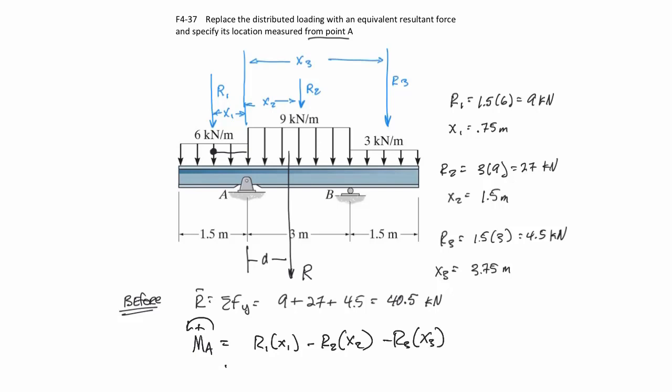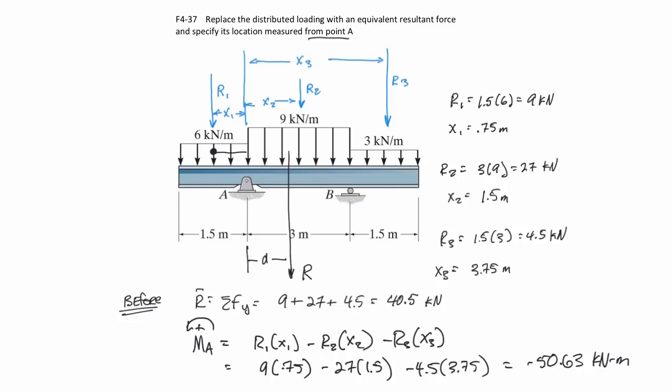So let's go ahead and write all those in there. R1 is going to be 9 times 0.75 minus 27 times 1.5 minus 4.5 times 3.75, and the total moment is going to be equal to negative 50.63 kilonewton meters. So again, this is the moments caused by these loads before we do the simplification. This one's going in this direction, this one's going in this direction, clearly that one's going in that direction.